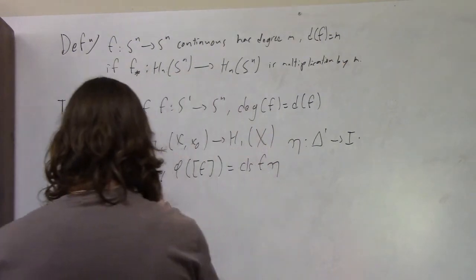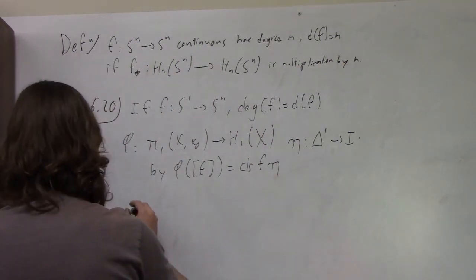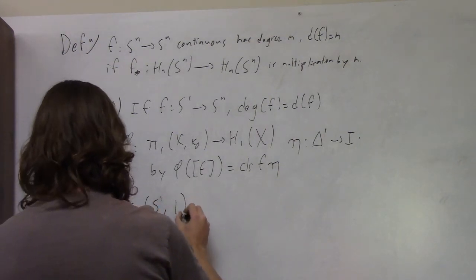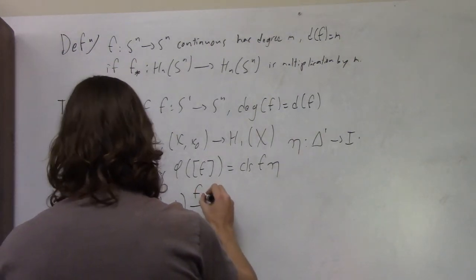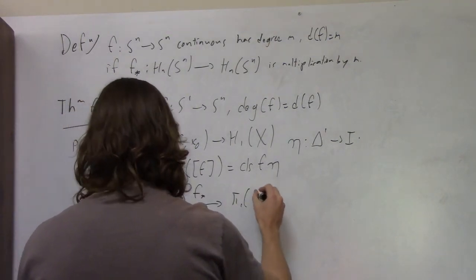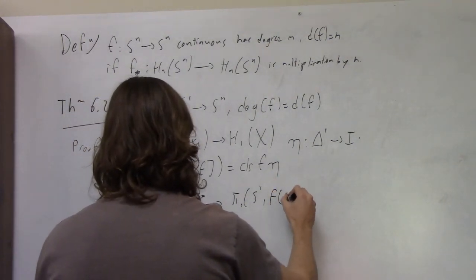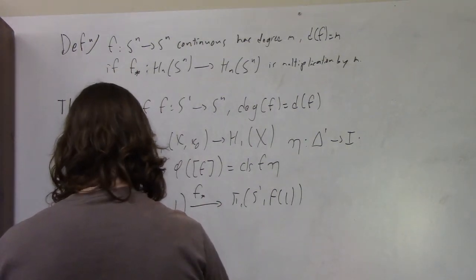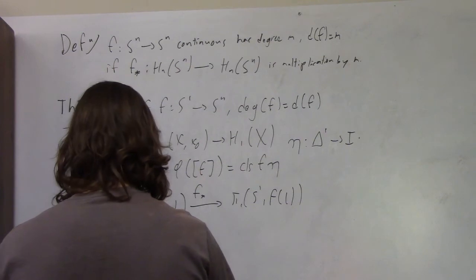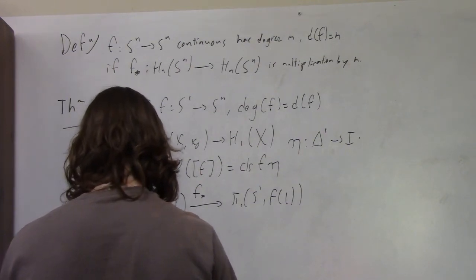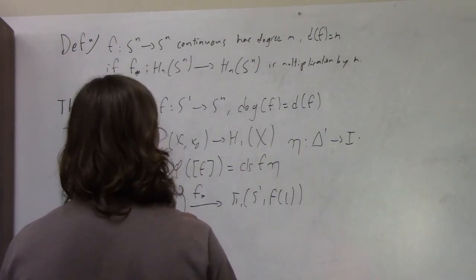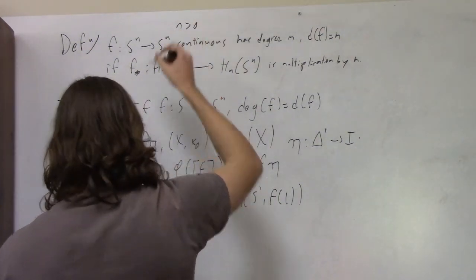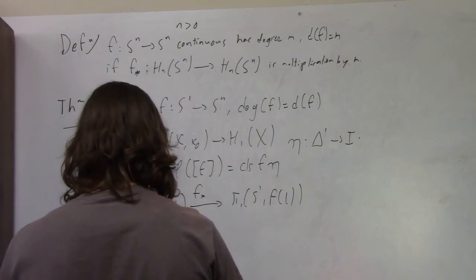And so we have this commuting diagram by Exercise 4.13, so we have pi 1 of S1, F star, and we're going to write tildes. There's no difference. That's one.